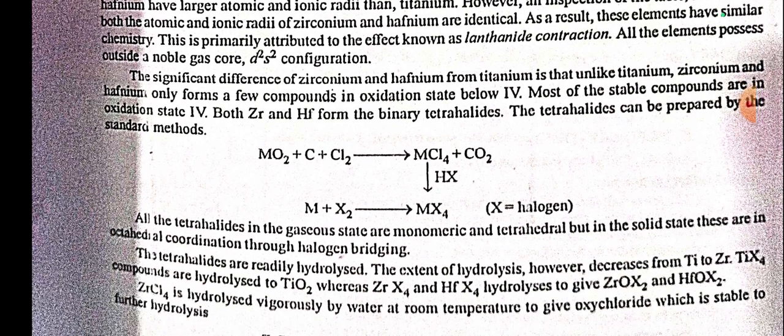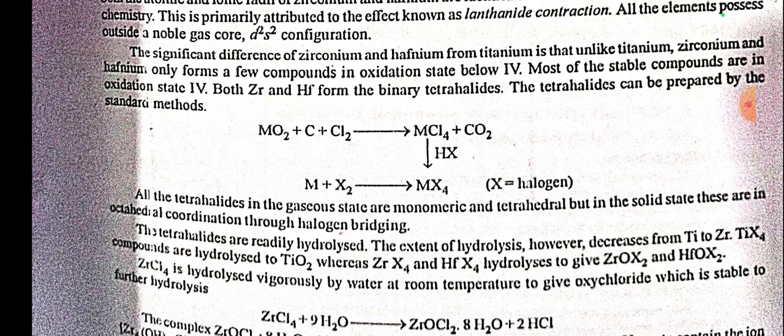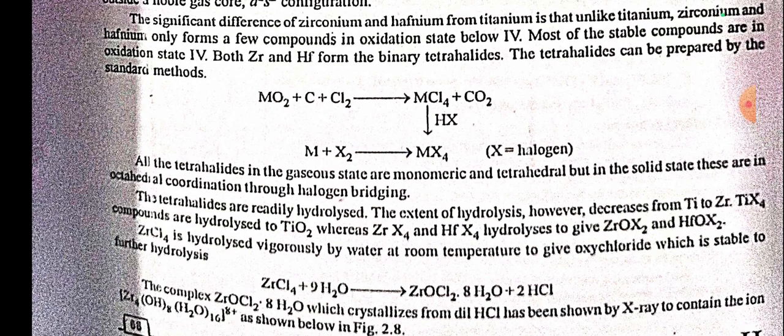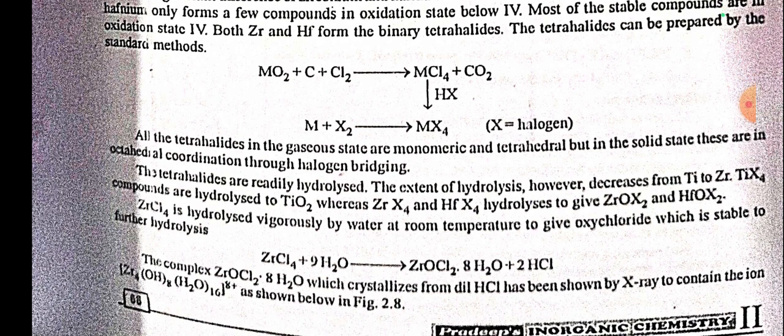All elements possess the outside noble gas core d2s2. The significant difference of zirconium and hafnium from titanium is that, unlike titanium, zirconium and hafnium form only a few compounds in oxidation states below +4. For +4, most of the stable compounds are in the +4 oxidation state. For both zirconium and hafnium, the binary tetrahalides can be prepared by standard methods: MO2 plus C plus Cl2 gives MCl4, and MX4 gives M plus X2.